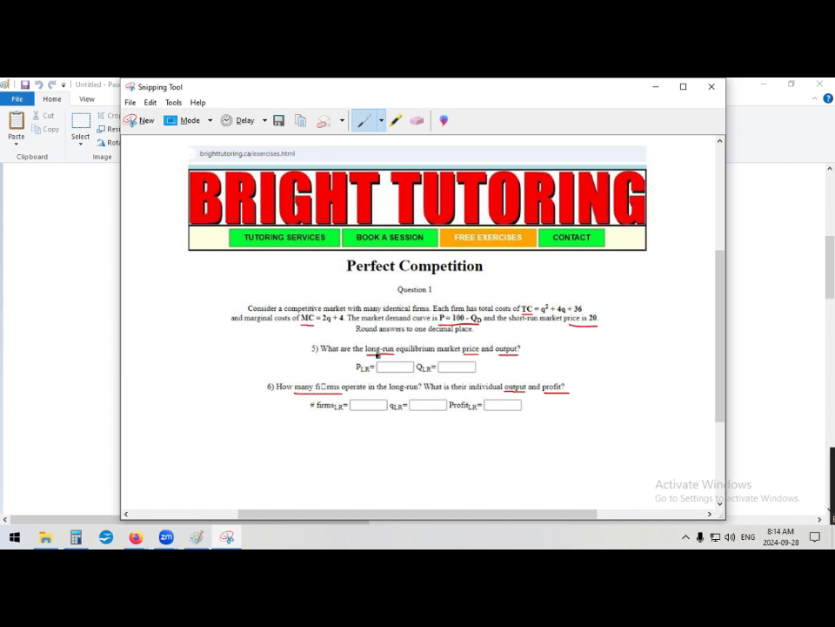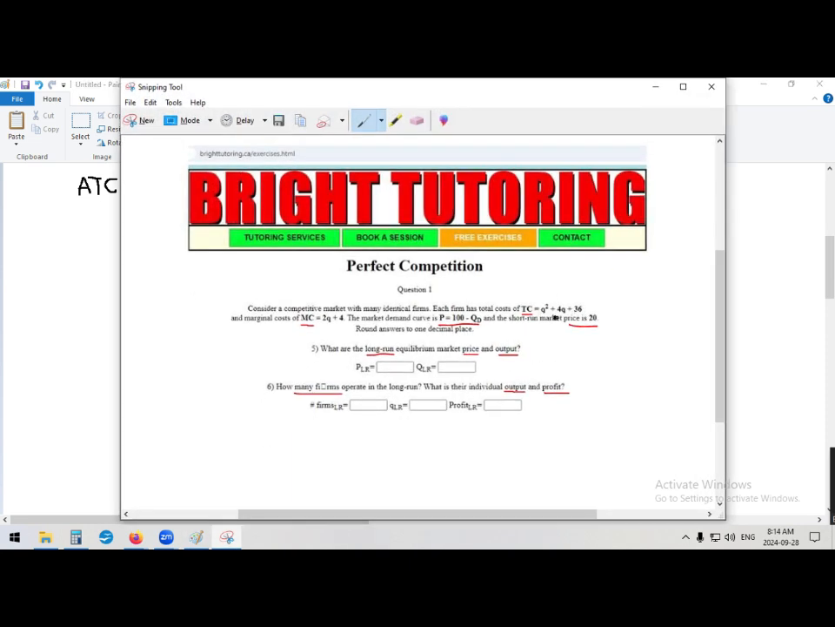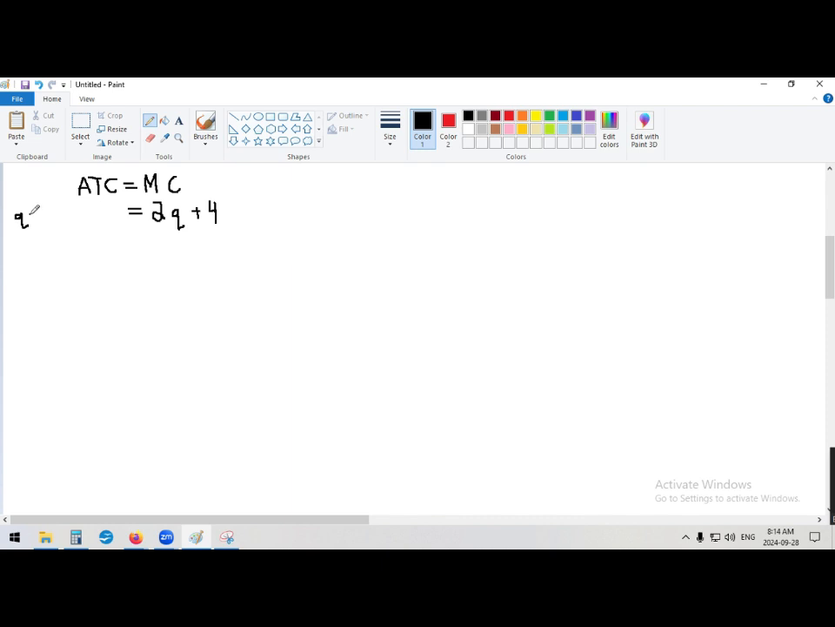So let's start off with the long run equilibrium condition for the firm, and then we can fill in all these numbers. So we know in the long run that the firm will go to the break-even point at average total cost equals marginal cost. Now we have marginal cost, which is 2q plus 4. And then average total cost, we can find that by dividing the total cost equation by q. So if we divide everything by q, we get q plus 4 plus 36 divided by q for average total cost.